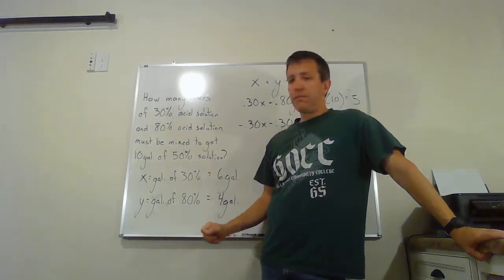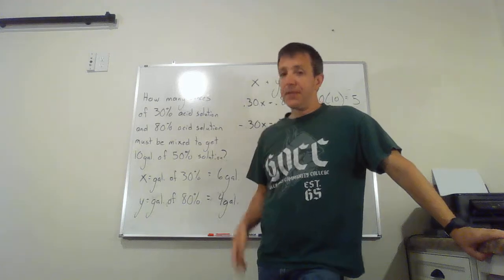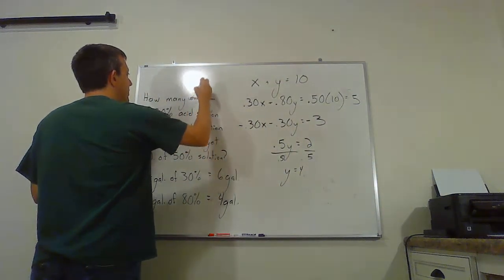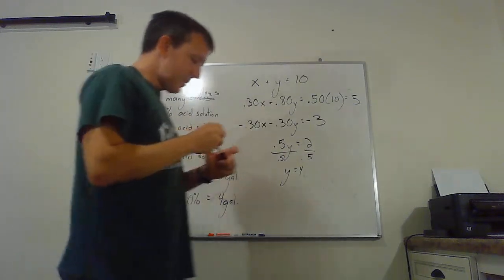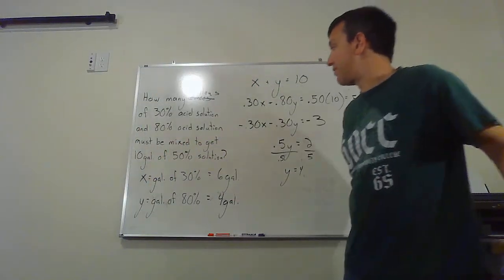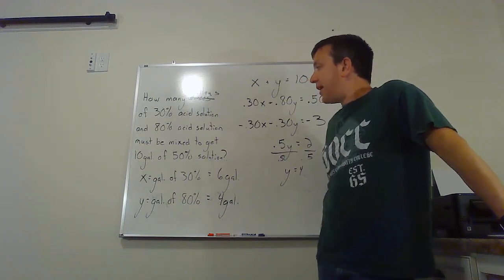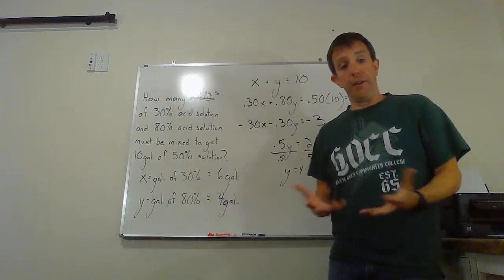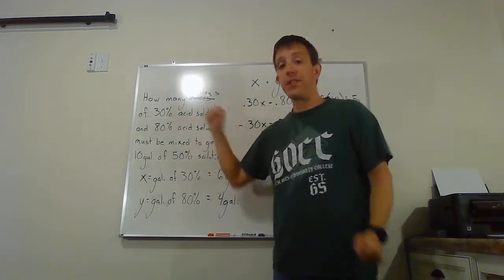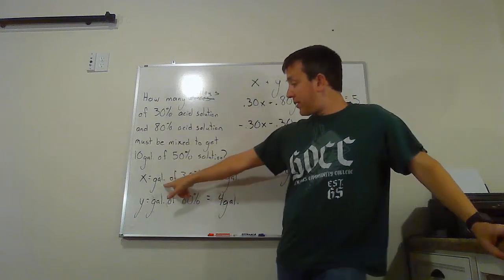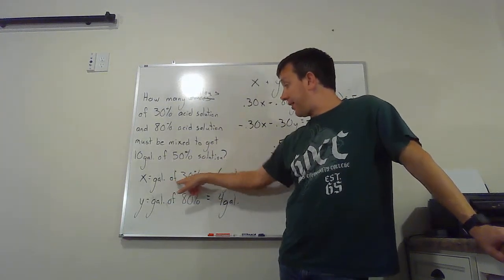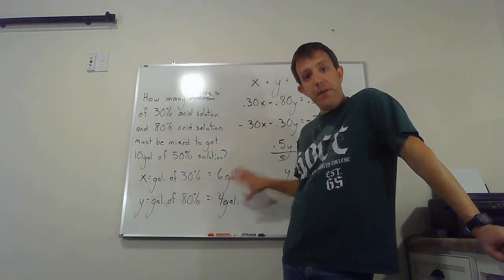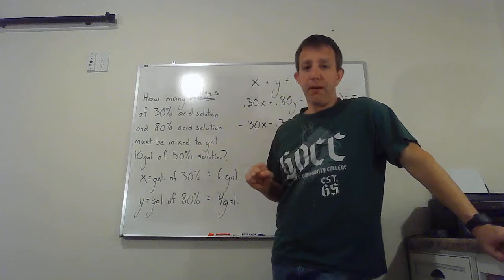How many ounces, I should say gallons, hold on just a second. Let's change that. How many gallons of 30% acid solution and 80% acid solution must be mixed to get 10 gallons of 50% solution? So, I read the problem. I know I need the number of gallons of each of these 2 solutions. You'll notice that I assigned the variables x to be the gallons of 30% solution and y to be the gallons of 80% solution. You can further see that I have the answer here already, but we'll get to how I found that in just a second.